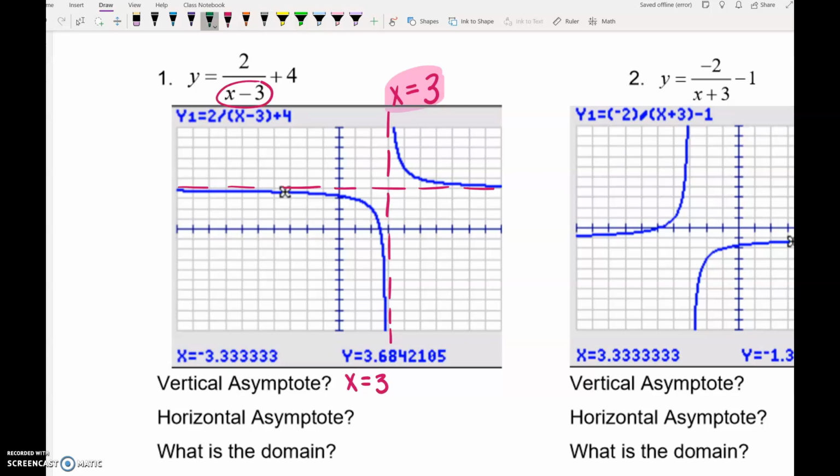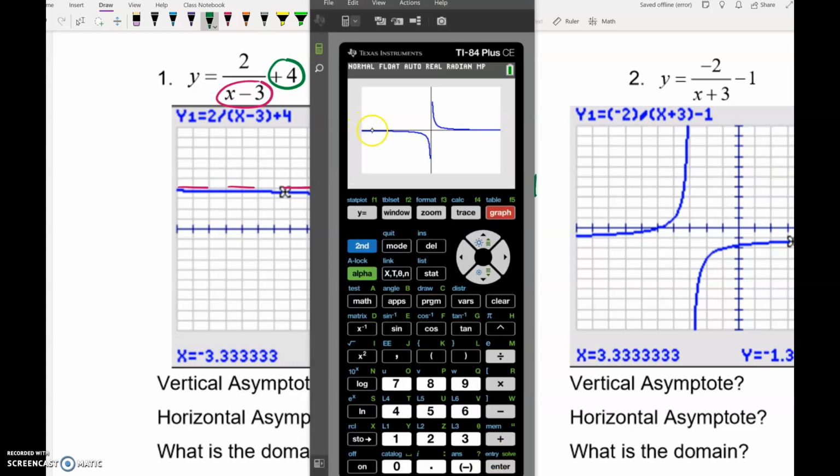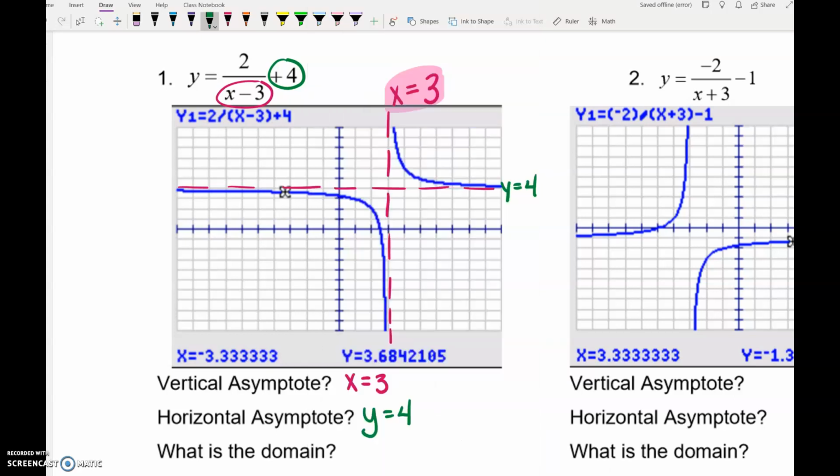The horizontal asymptote is y equals 4. Where in the equation do you see a 4? The plus 4. Basically, if that plus 4 wasn't there, the asymptote would be right at 0. When I graphed just 1 over x, do you see how there's a horizontal asymptote at 0? That plus 4 moved the graph up 4, making the horizontal asymptote at y equals 4.